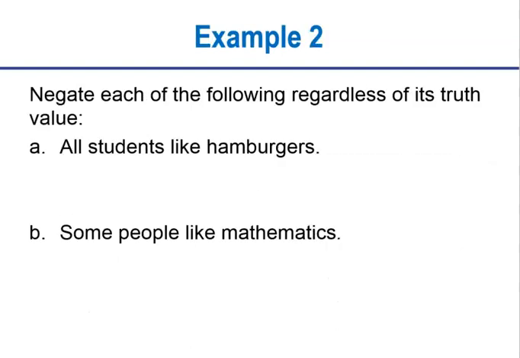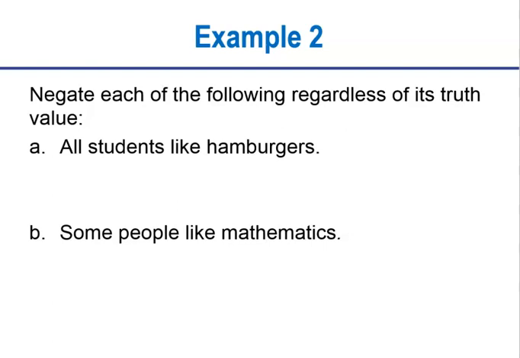Okay. Now, we got another example. Example 2. Negate each of the following regardless of its truth value. Notice both of these examples have quantifiers. So the first one, all students like hamburgers. Remember, all is a universal quantifier. Now, when you negate a universal quantifier, then you go to an existential quantifier.